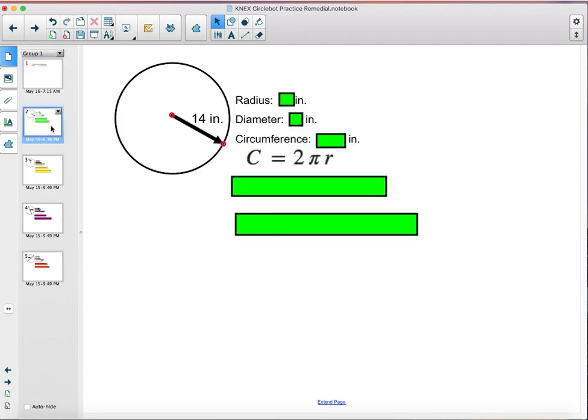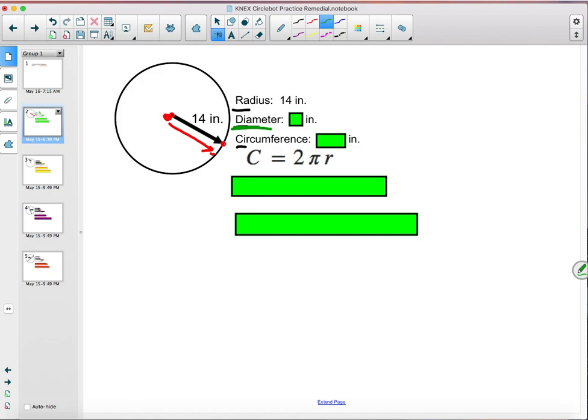Let's take a look at our first circle. In this circle, you can see that they ask us to identify the radius, the diameter, and the circumference. Now, in this case, you have your center point, and then you have this line segment that goes to the edge there. And so they've identified the radius, and they've even given it a measurement of 14 inches. Then they ask for the diameter.